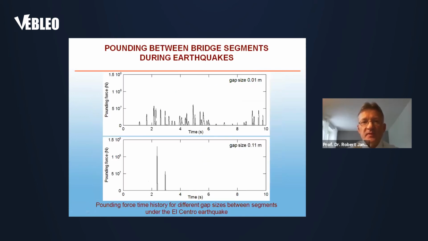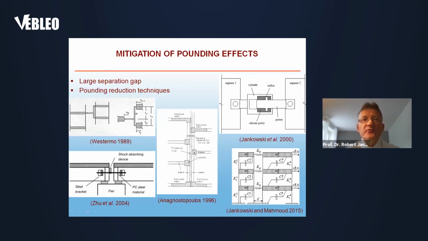However, when we look at the pounding force time history, we see that in the case of a relatively small seismic gap, we have a lot of collisions, as can be observed here, but the pounding force is relatively small. On the other hand, if we deal with a relatively large gap size between segments, but still not large enough to prevent pounding, collisions still take place. So we can see that there might be only 2 collisions, as in this case, but the pounding force can be relatively large.